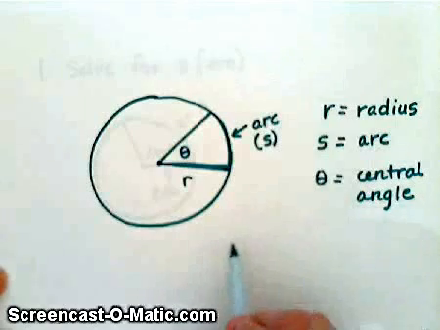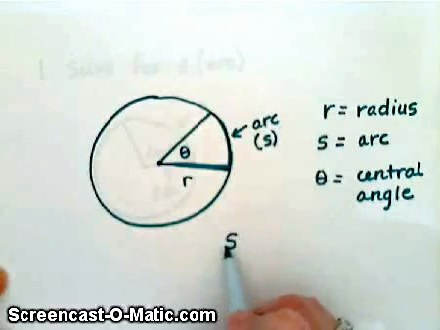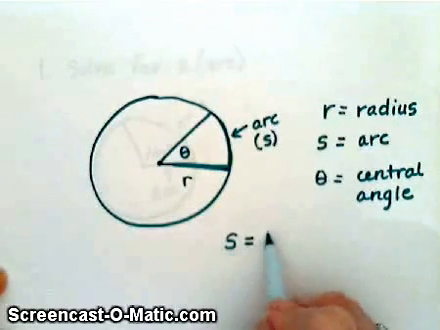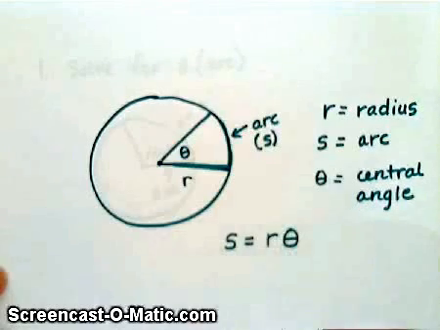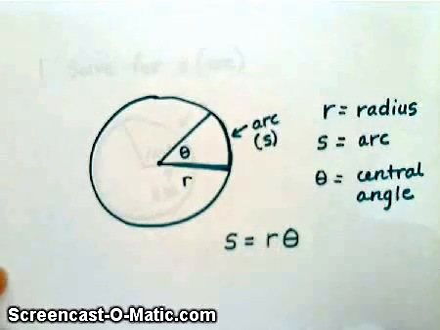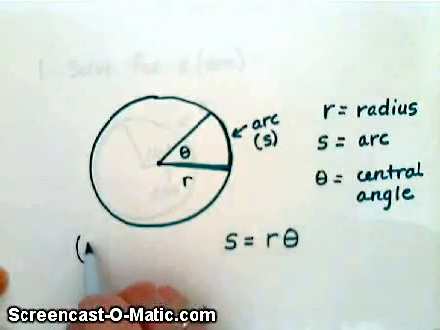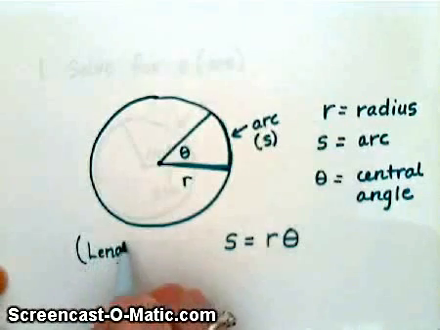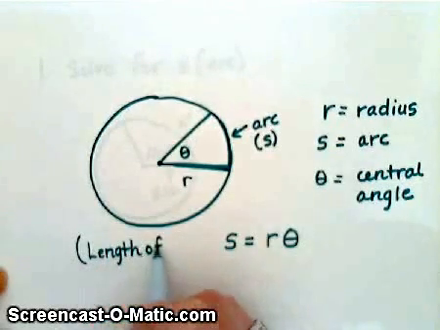And the formula itself is this: if you want to find the length of the arc, S, you can multiply the radius times the angle theta. S is equal to r theta. This is the formula for the length of the arc.